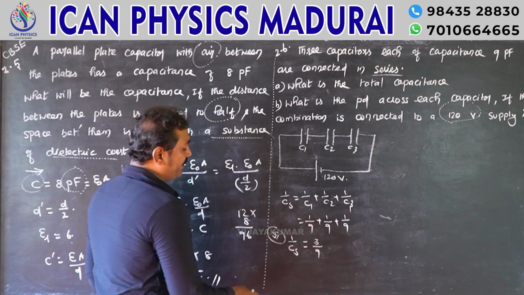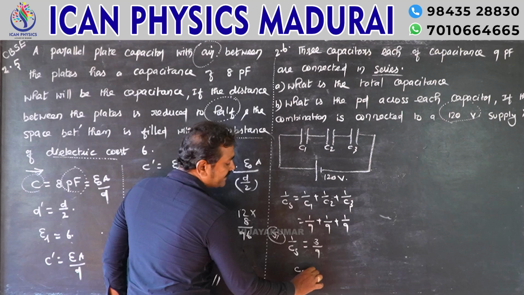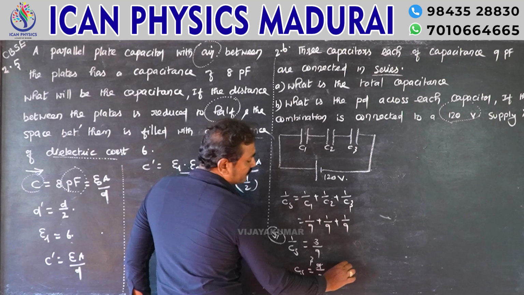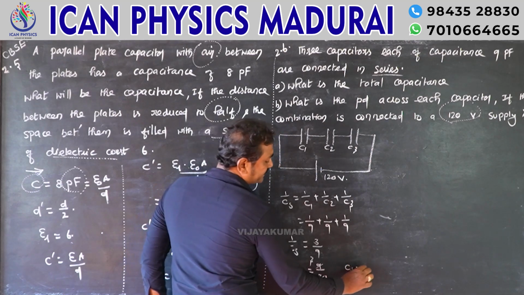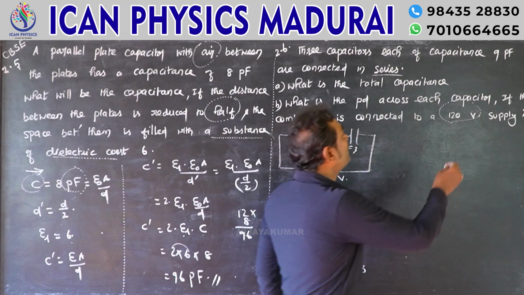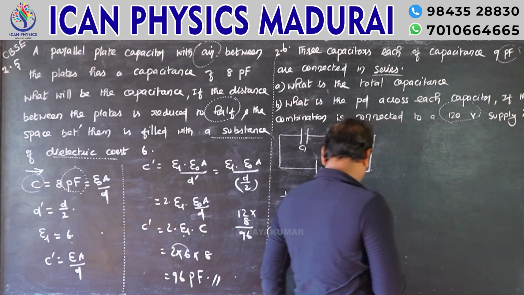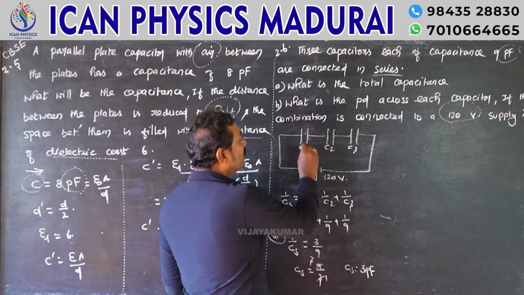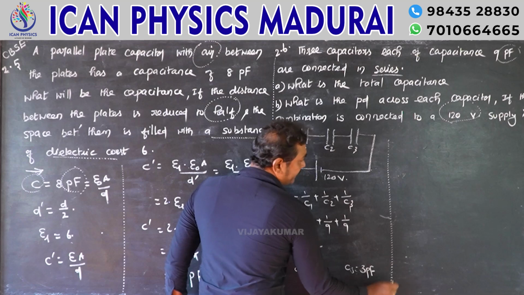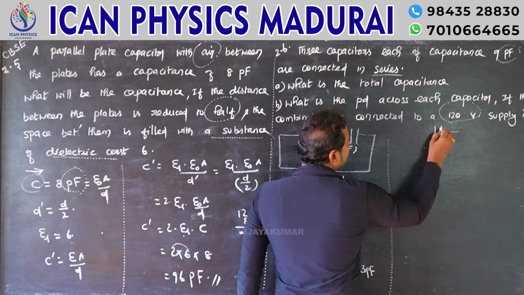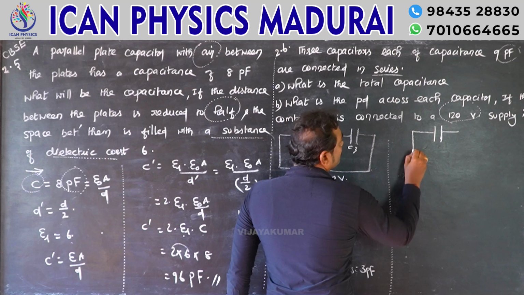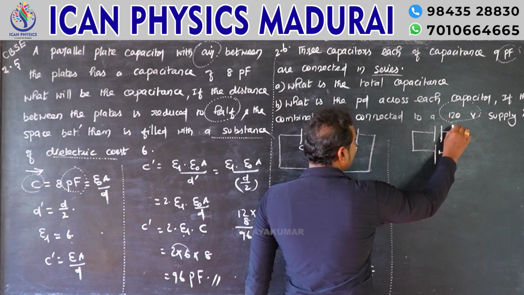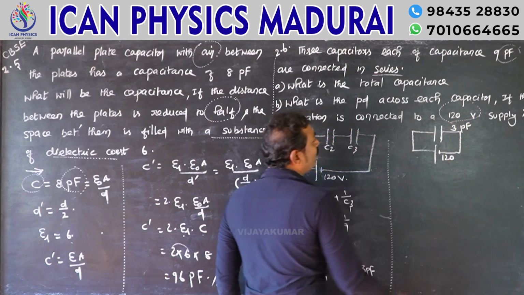Now reciprocal the value. So Cs equal to 9 by 3. So 3 3s are 9, so Cs equal to 3. What is the unit? Picofarad. So the capacitance becomes 3 picofarad. So this becomes Cs, and the circuit diagram changes. It should be 120 volt and this will be 3 picofarad.